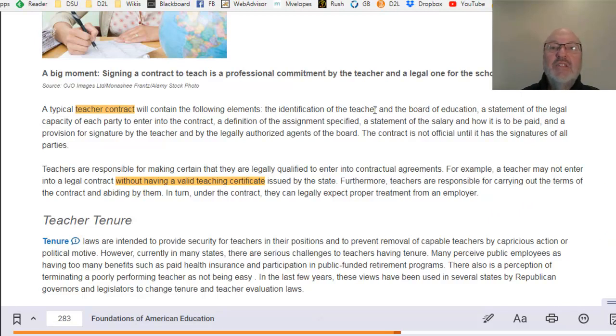Contracts contain these elements: identification of the teacher and the Board of Education, a statement of legal capacity of each party to enter the contract, a definition of the assignment, specified like what grade, what you're going to teach exactly, and a statement of the salary and how it's to be paid. What that means is, here I'm going to pay you a starting salary of $50,000, and we're going to pay you 1/12 of that each month. And a provision for signature by the teacher and by the legally authorized party. A contract is not official until it has been signed by all parties.